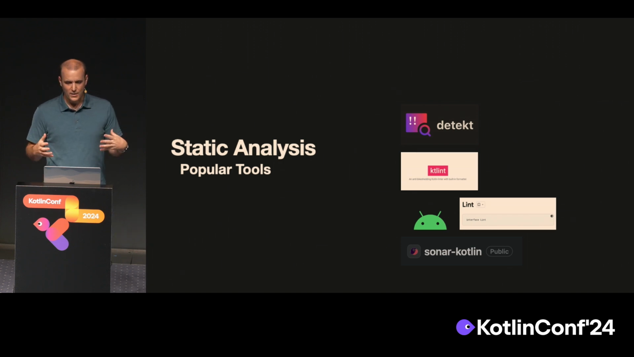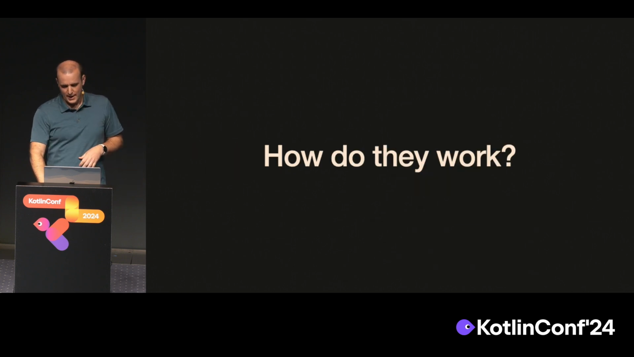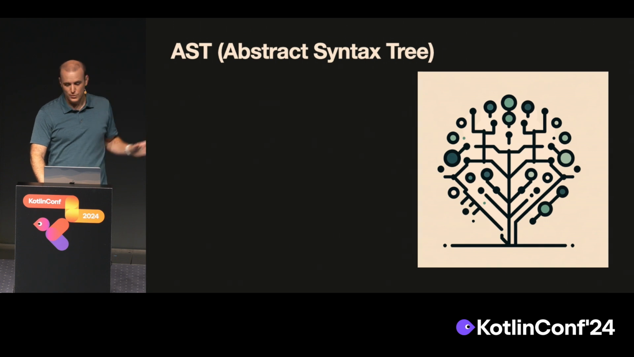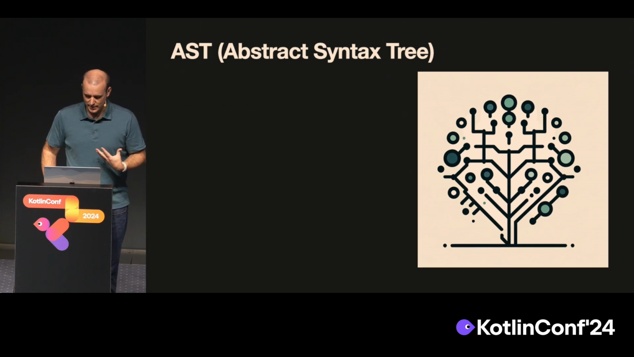What these things all have in common is they need to access not just the file and say this is Kotlin code, but they need to understand it. And how do they work? This is not going to go into super detail, but you need an abstract syntax tree.